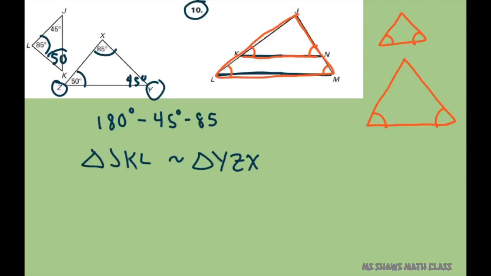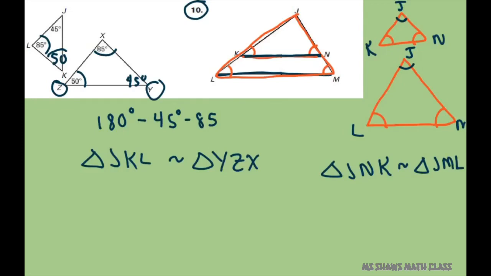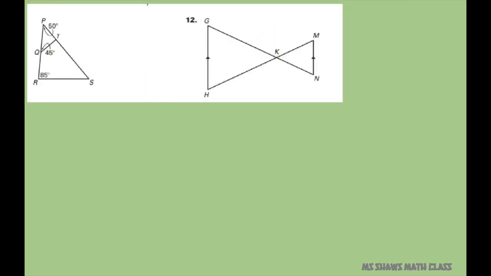So that means, and that's because they're parallel, that we have triangle JNK. And also we know that J is congruent with J due to the reflexive property. So all the angles are congruent, and this is going to be JML. So just say triangle JNK is similar to triangle JML. And do we have any more? Oh, we got 2 more here.